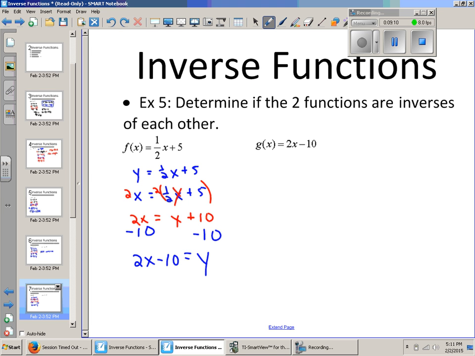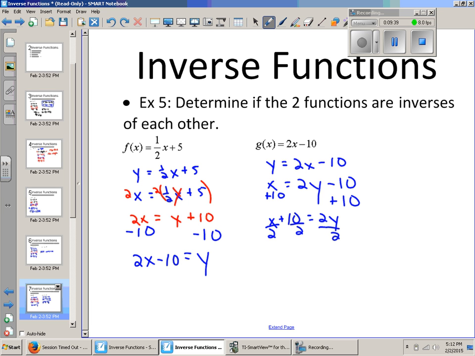That does match g of x, so now I need to come over to g of x and switch g of x and y. Switch x and y. Solve for y. I'm going to add 10 to both sides. I get x plus 10 equals 2y. Back over here, I don't have one big fraction, I have a small one, so I'm going to divide each term by 2. X divided by 2, that's the same as 1/2 x plus 10 divided by 2 is 5 equals y. That matches f of x, so these two are inverses. Yes, they are inverses of each other.